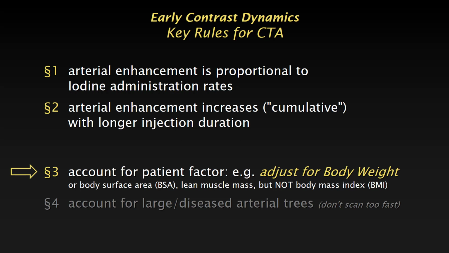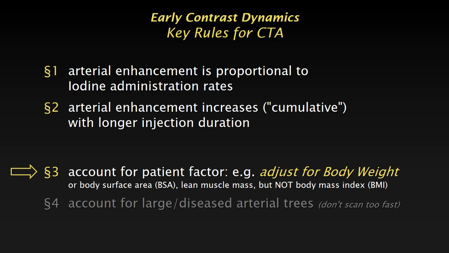Okay, so to not adjust it really makes no sense, because most other medications you dose based on body weight. So why wouldn't you do this for contrast medium as well? Other people have tried to use body surface area, lean muscle weight. Lean muscle mass is probably the most accurate, but it's more complicated to calculate. The body mass index is in fact not a good parameter to dose contrast.